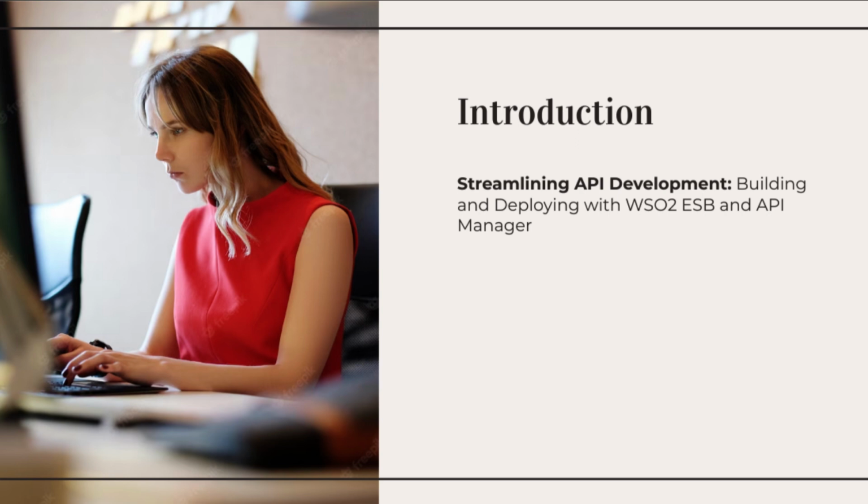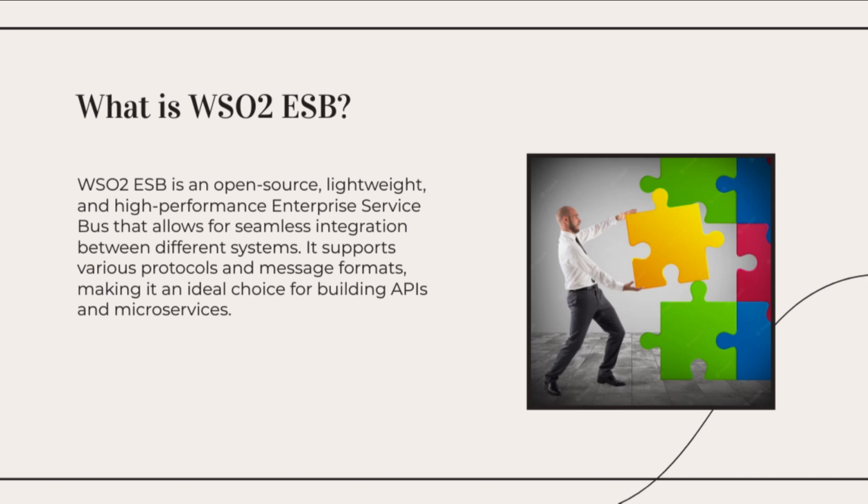2. Designing APIs with WSO2 ESB. The book guides you through the process of designing APIs using WSO2 ESB. It covers topics such as creating API proxies, defining message mediation flows, implementing security measures, and applying policies for rate limiting, caching, and throttling. It demonstrates how to use the graphical interface of WSO2 ESB to configure and customize API behavior.